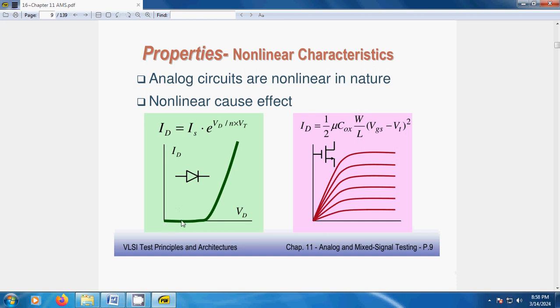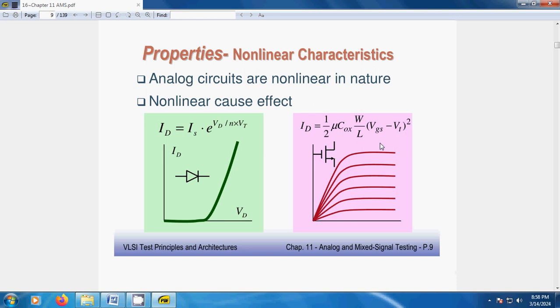Similarly, if you take the case of a MOSFET, it has three regions of operation: cutoff, linear and saturation region. And the equation for the drain current, ID, is different in each case. For example, in cutoff region, the drain current should be 0.